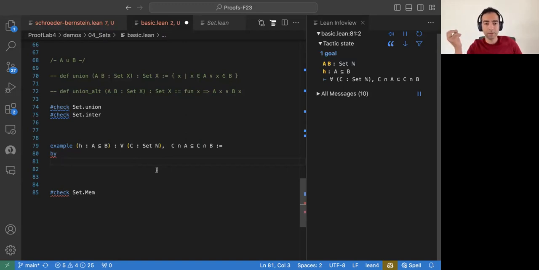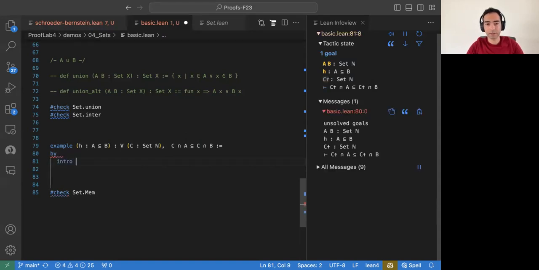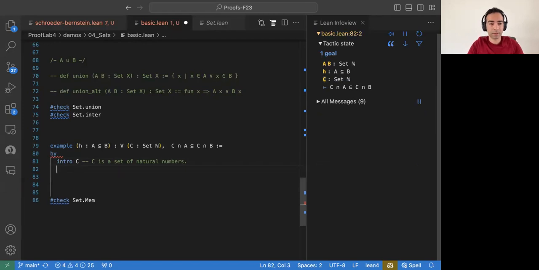So because I'm starting with a universal quantifier, I'm going to say, let C be an arbitrary subset of natural numbers. So that's going to give me C in the context. So C now is a subset of N. A set of natural numbers is a set. So it's not the set of natural numbers, but a set of natural numbers, which means some of them, maybe, not all.